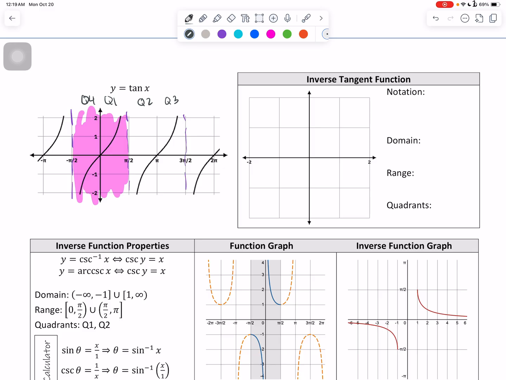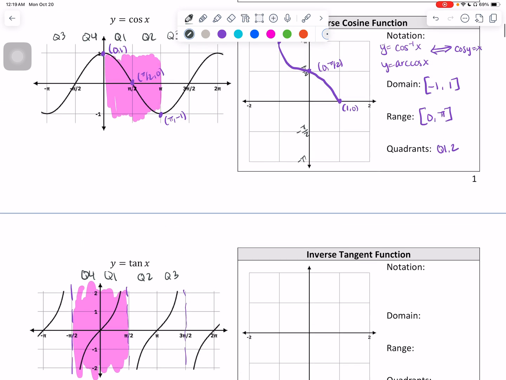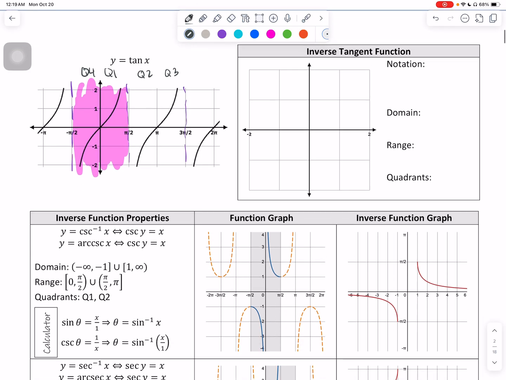And so when we think about that, the reason cosine is the one that is different is because it is positive in both quadrant 1 and 4. So that would make it not use a negative. And so that's why it's a little different.